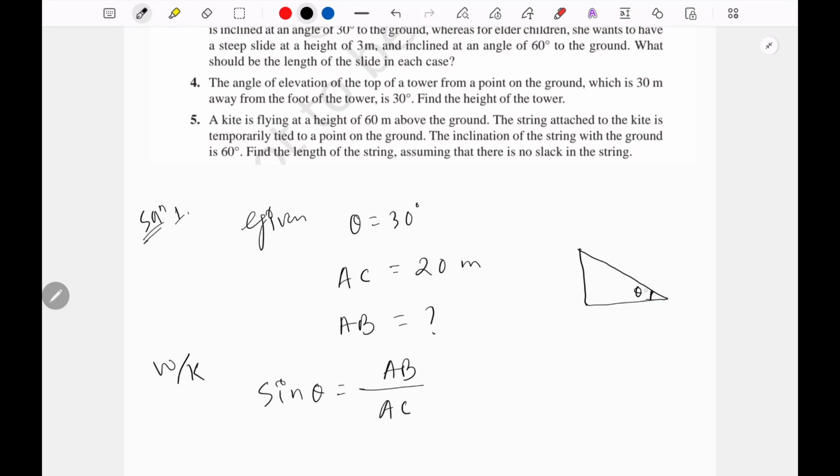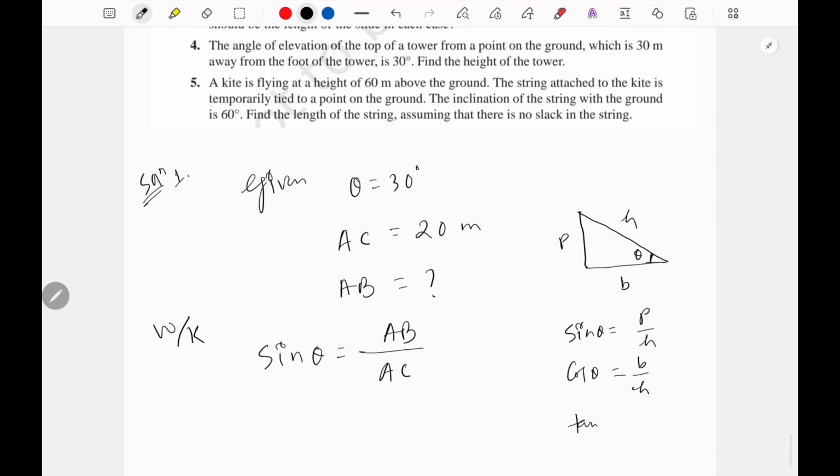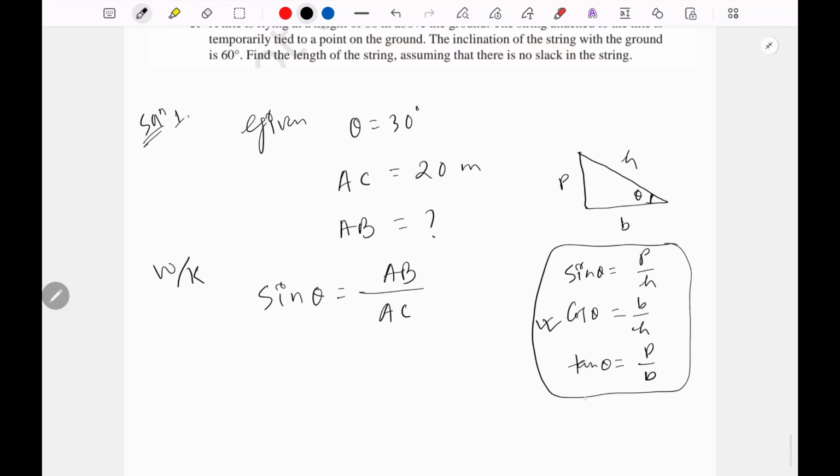so if we take this as angle theta, then this is B, this is P, and this is H. We know sine of theta is P by H, cos of theta is B by H, and tan of theta is P by B. With these three ratios, we can solve every question from this chapter. So remember these three ratios, and another three ratios are cosec theta, sec theta, and cot theta. So these are the inverse of these three. So we will solve all the questions one by one, and then you can understand the use of these ratios.